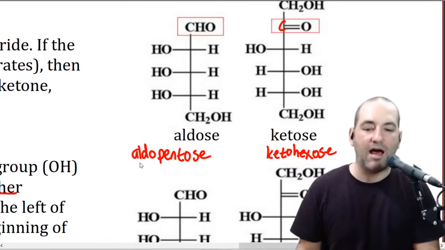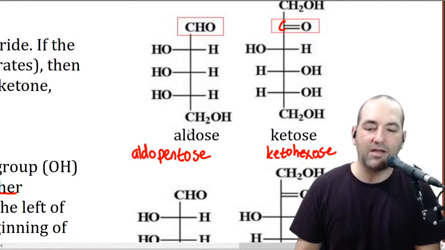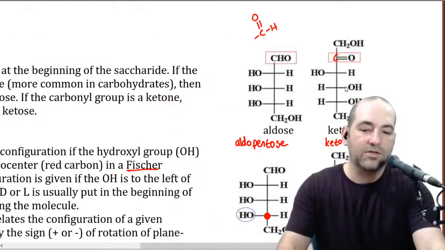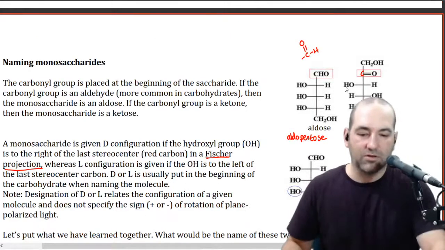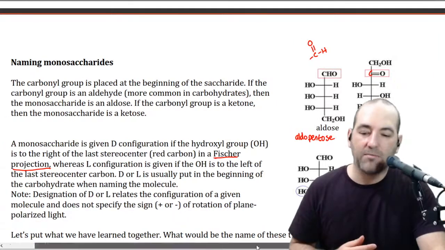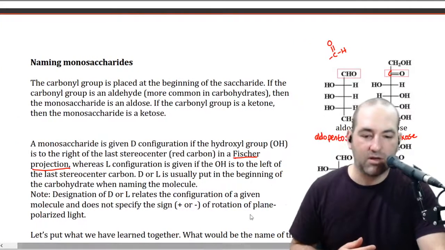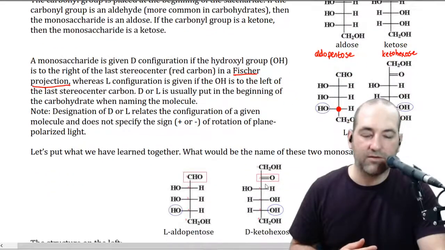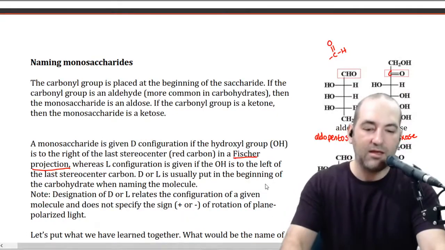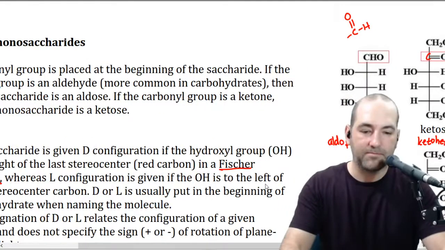You get that? Ald from aldehyde, ket from ketone, pent from 5 carbons, and hex from 6 carbons. So aldopentose, ketohexose. And of course, all of these have their own names too, like glucose, ribose, whatever. You don't have to know all those names. We'll see how they differ in a second. And then the last way that we're going to classify them is stereochemically.